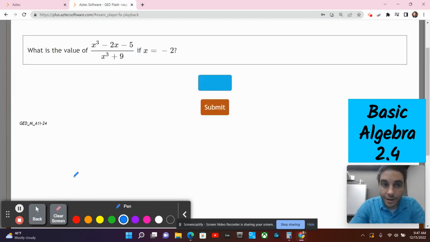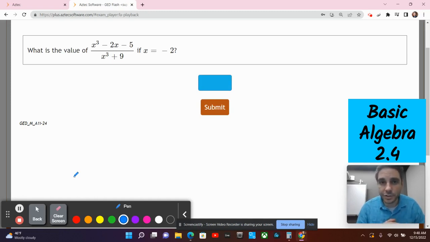What is the value of, and then we have a big fraction where the top of the fraction says x to the third power minus 2 times x minus 5, and then the bottom of the fraction is x to the third power plus 9. So what is the value of all of that if x is equal to -2? Similar to the very first question we saw in the video, we're just going to be changing the letter x to the number -2 every time it shows up and then solving.